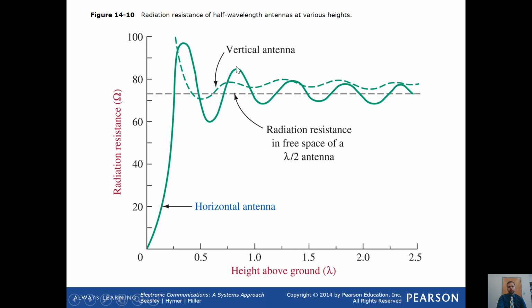And then it basically ends up coming down. It's somewhat periodic, but it ends up diminishing and being attenuated. Here's a vertical antenna. As you go higher above the ground, the radiation resistance decreases. And in free space, for a half-wave antenna, this is where it falls.